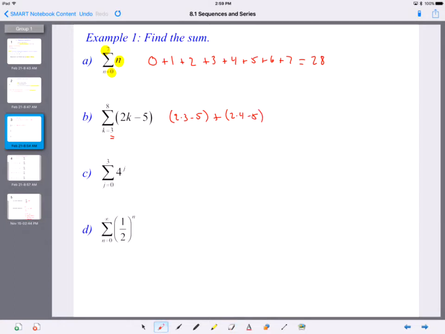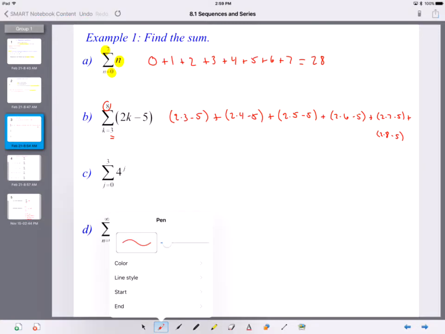And then when k is 5, it'll be plus 2 times 5 minus 5. And then we'll do k is 6, and we'll keep going. 2 times 6 minus 5 until we get up to k equals 8. 2 times 7 minus 5. I'm going to run out of room, so I'm going to put it right below. 2 times 8 minus 5. And so we got all the way up to k equals 8, and then we'll stop.